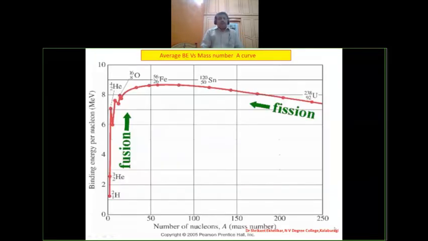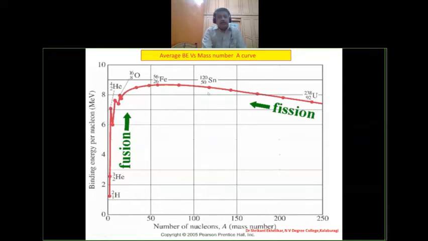Now, this graph you have to practice how to plot. Observe carefully. It is a very, very important graph. This graph is called average binding energy against mass number A. Mass number A is the total number of protons and neutrons inside a nucleus.